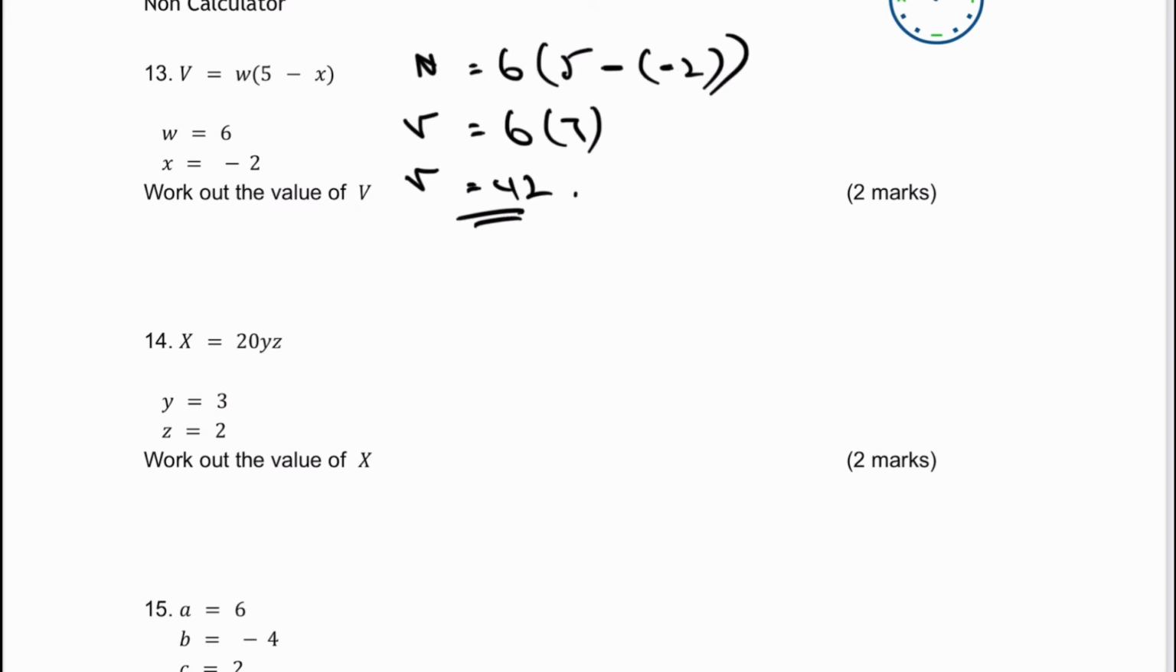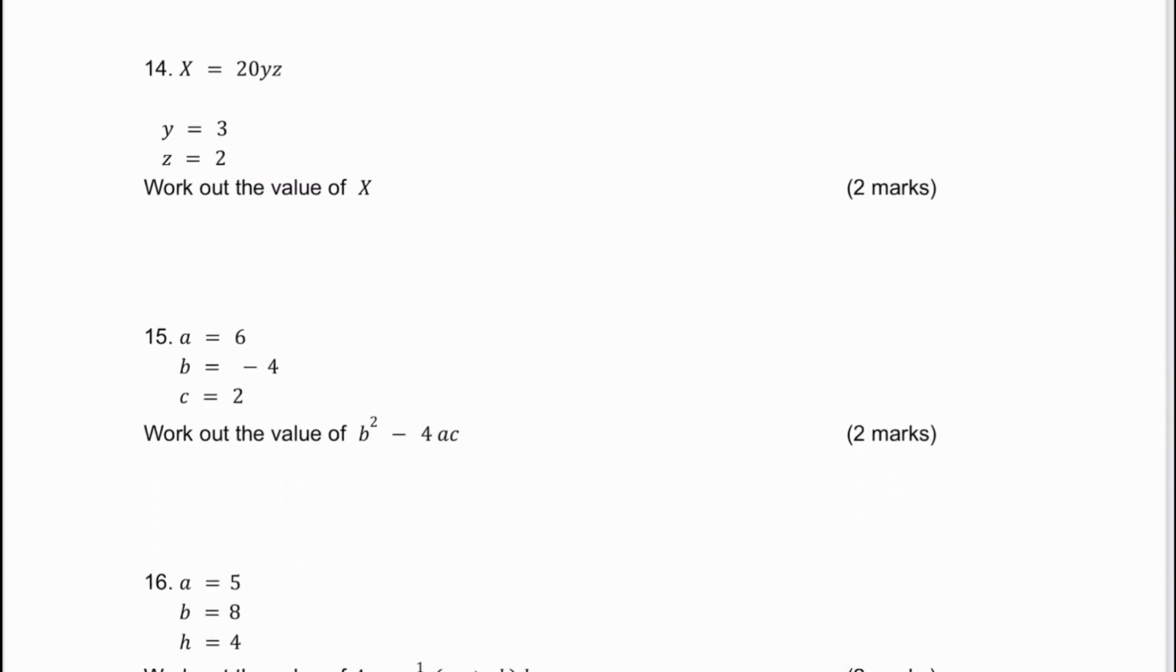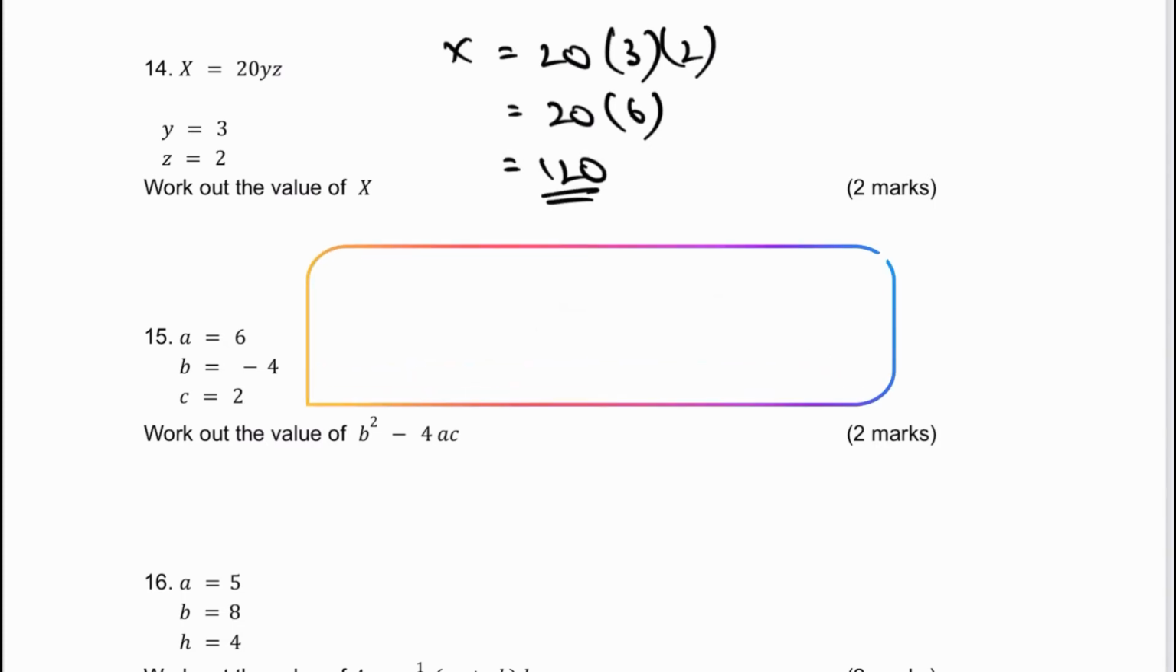Okay, so whenever you have to deal with negative terms, just be a little bit careful with them. Okay, let's have a look then at question number 14. So this one is fairly straightforward. We've got x equals 20 multiplied by y, which is 3, multiplied by z, which is 2. Okay, so that's going to give us 20 multiplied by 6. I tend to multiply the brackets together first, but you might just do 20 times 3 times 2. That's perfectly fine, it's not a problem. Either way, hopefully you'll get an answer of x being equal to 120.